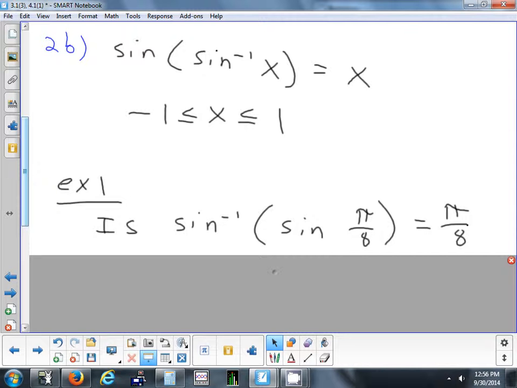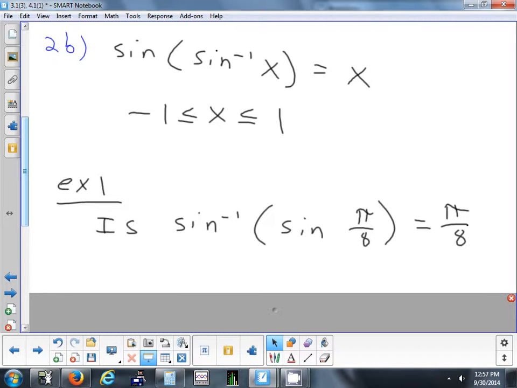So they'll give you an equation. Is the inverse sine of the sine of pi over 8 equal to pi over 8? And the answer is either yes or no.